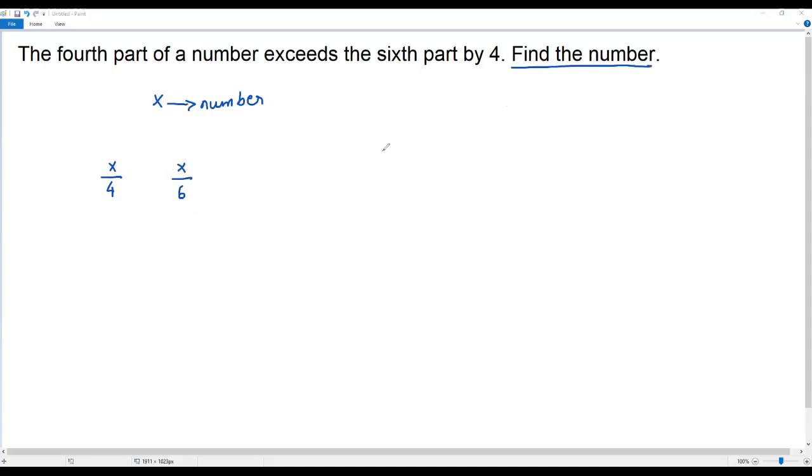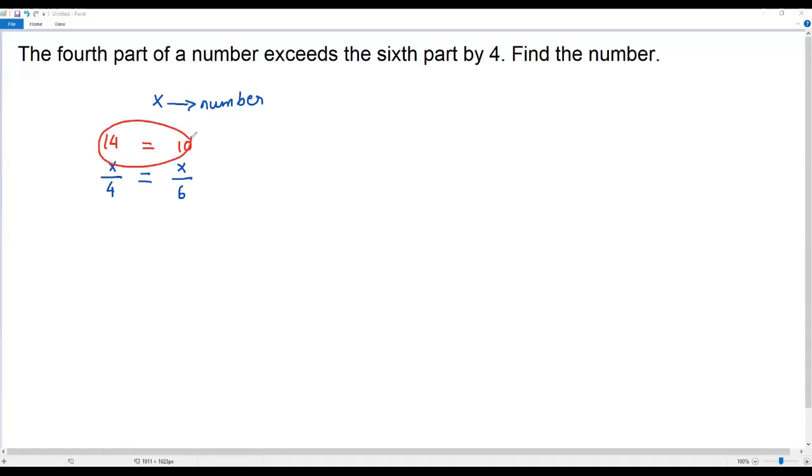So according to the question, we have to find the number. Can I say this fourth part of the number and sixth part of the number are equal? No, they cannot be equal because the question clearly says the fourth part exceeds the sixth part by 4. So for example, if I assume the sixth part of the number is 10, then the fourth part of the number has to be 14, because the fourth part exceeds the sixth part by 4. If the value of the sixth part is 10, then the value of the fourth part must be 4 greater than this one. So can 14 and 10 be equal? No, they cannot be equal.